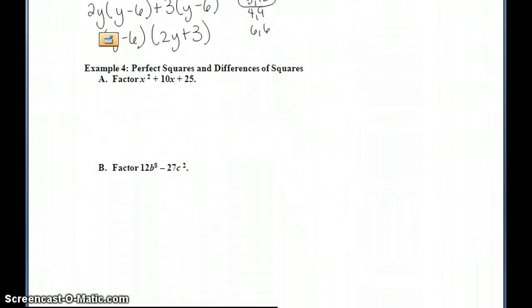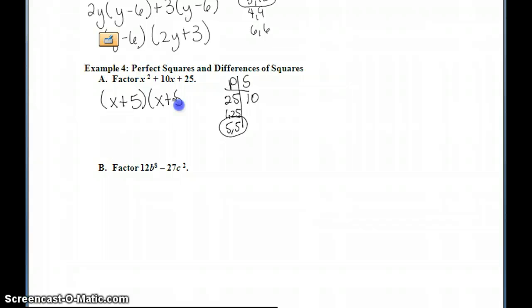Now, if I want to factor perfect squares, or the difference of squares, when I factor this one, you could do product sum, and that's completely fine because you've got 25 and 10. And so if I go down the list, basically I have 1 and 25, and 5 and 5. And 5 plus 5 is 10, and 5 times 5 is 25. So this factors like x plus 5, x plus 5. And so that can even be written as x plus 5 squared. And we will use that for perfect squares.